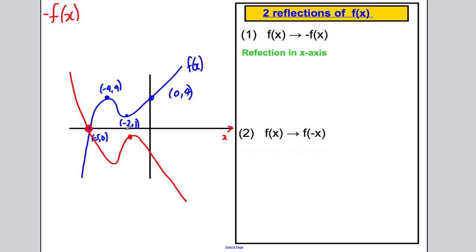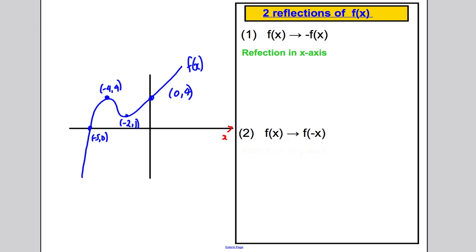That point there would be -2, -1. That point there would be 0, -4. This point here would be -4, -4. Okay, so it's a reflection in the x-axis. That was easy.